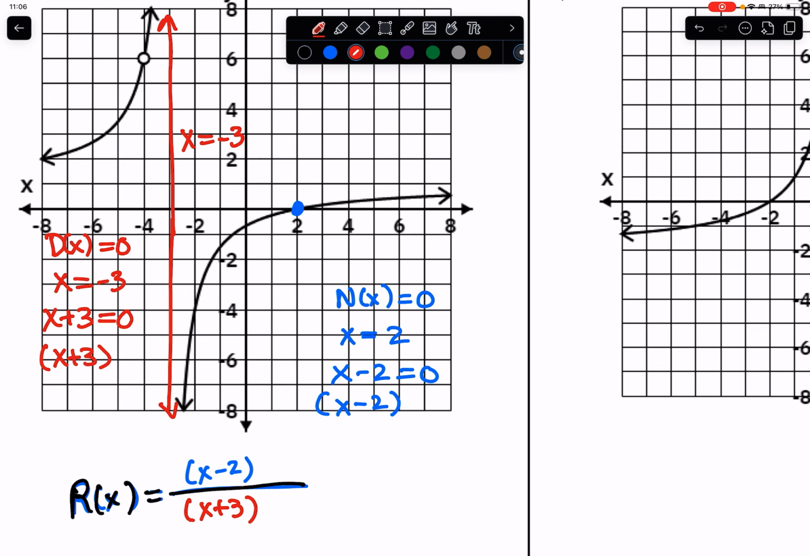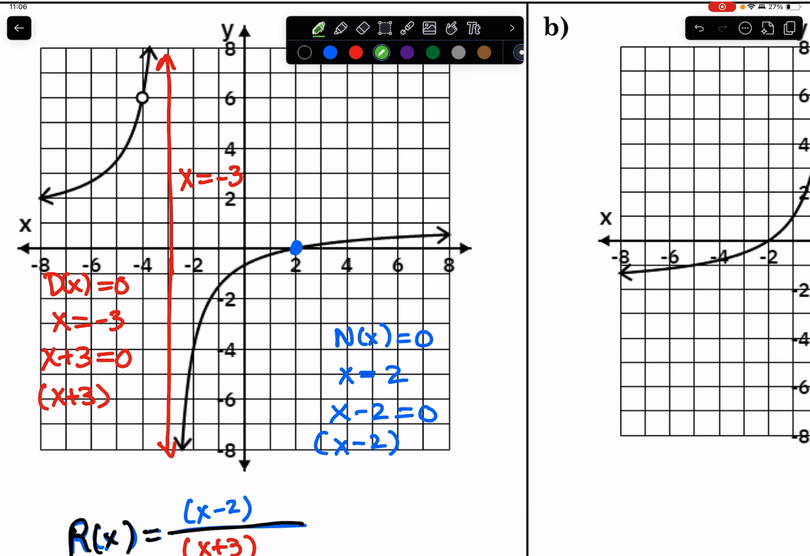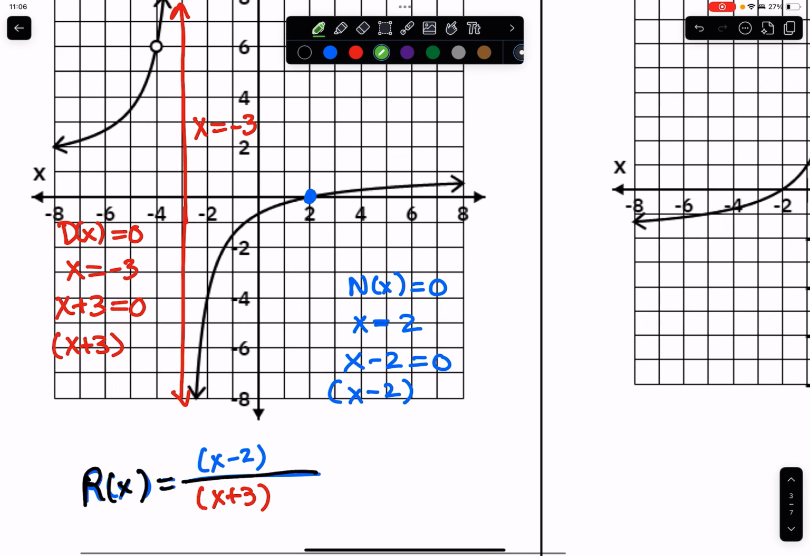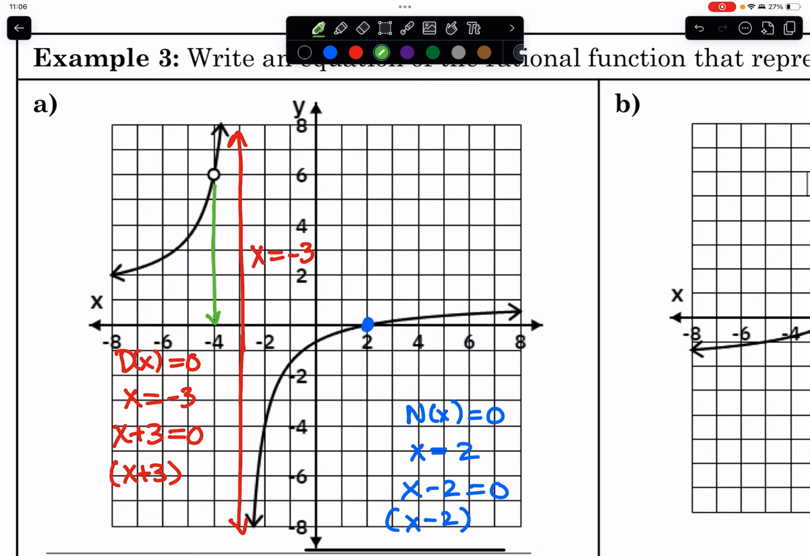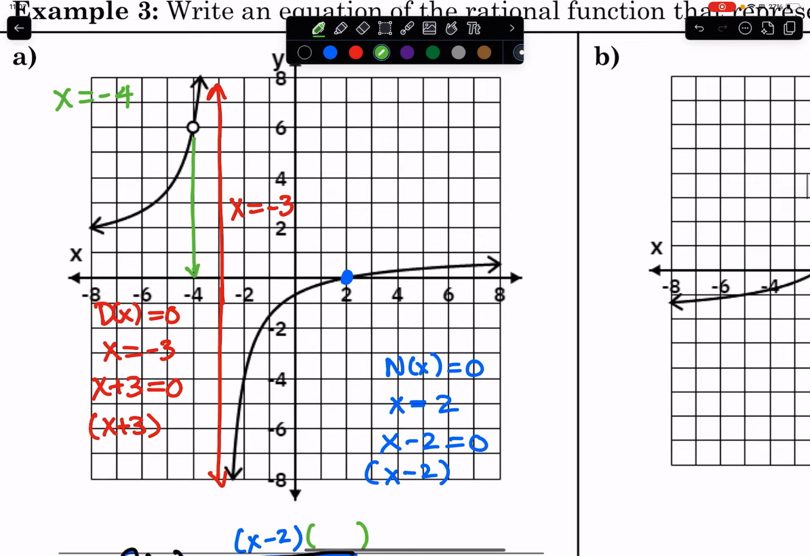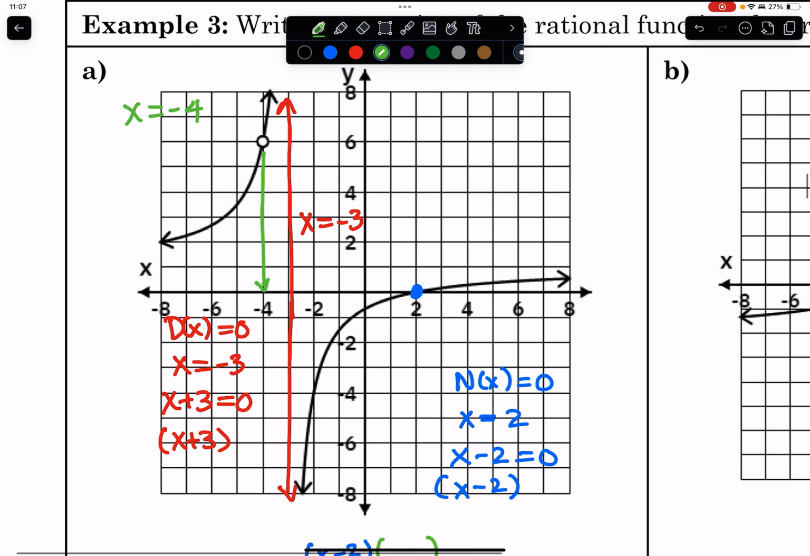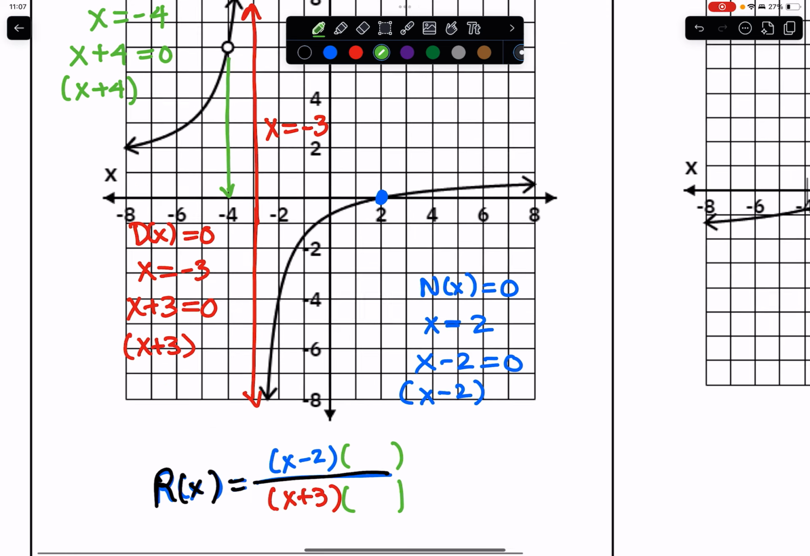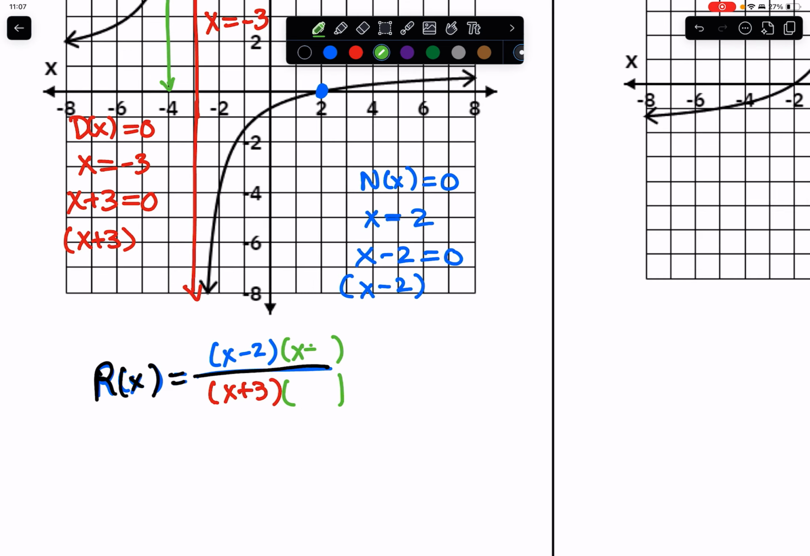Now, in order to have a hole in our function, we need to have a common factor in the numerator and in the denominator. We need to have the same factor on the top and on the bottom. Well, we see that the x value of our hole is x equals negative 4. The only way to get x equal to negative 4 in the numerator and in the denominator is if x plus 4 was equal to 0. So that means that our factor would have to be x plus 4. And since it's a hole, that's going to be a common factor in the numerator and in the denominator.